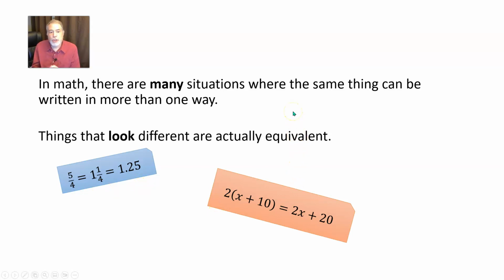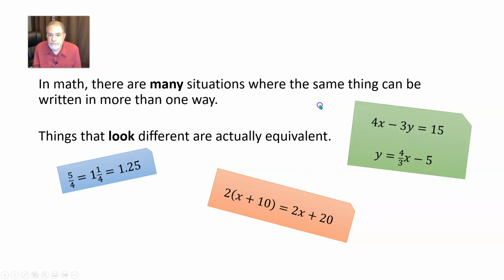The expression 2 times the quantity x plus 10 is equivalent to the expression 2x plus 20, because multiplication distributes over addition. So either one of those is equivalent to the other. They mean the same thing, they have the exact same value, they're just different ways of writing the same expression.